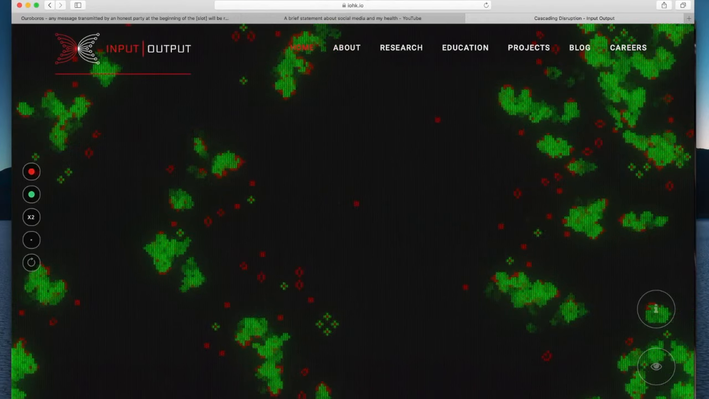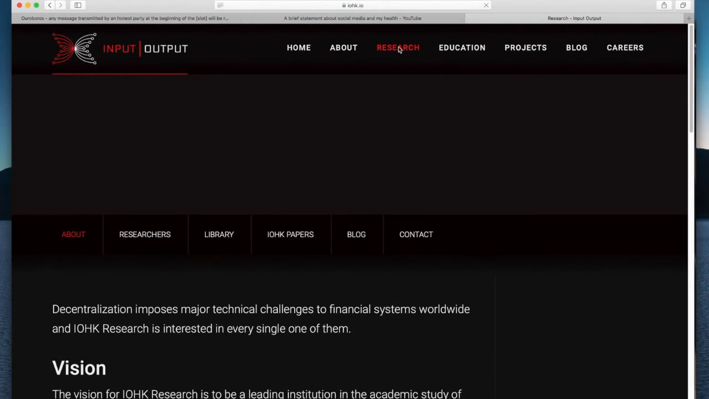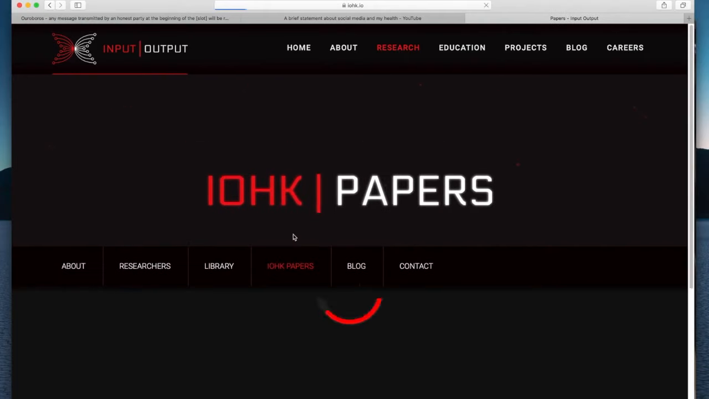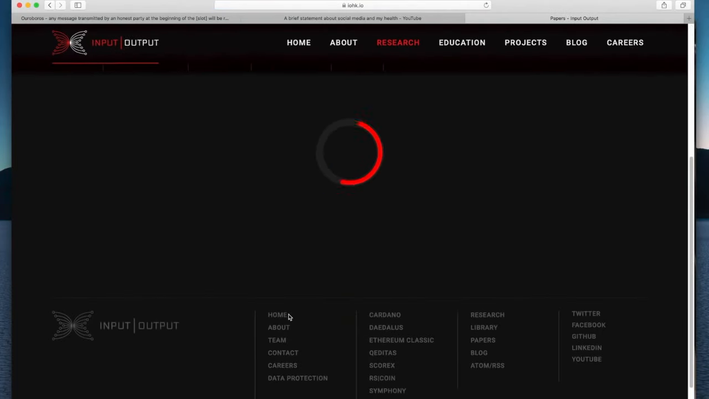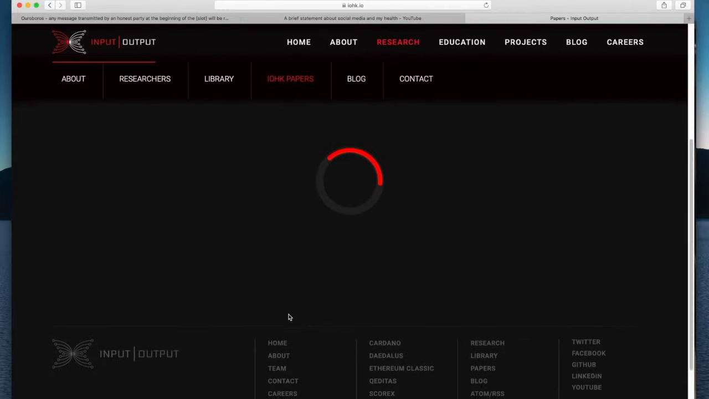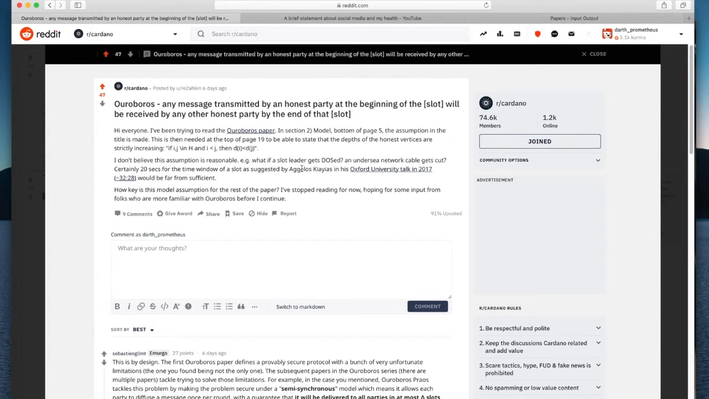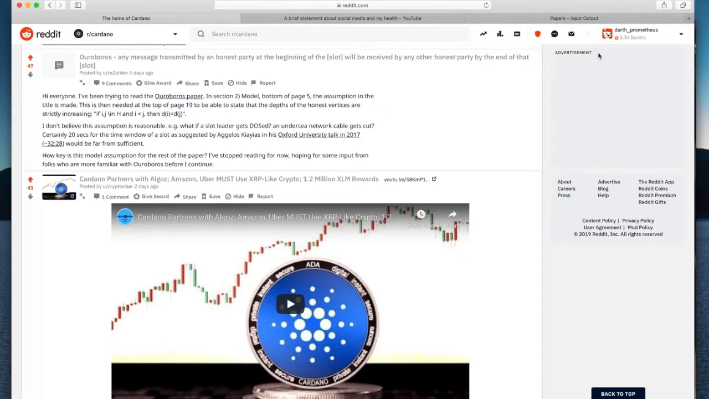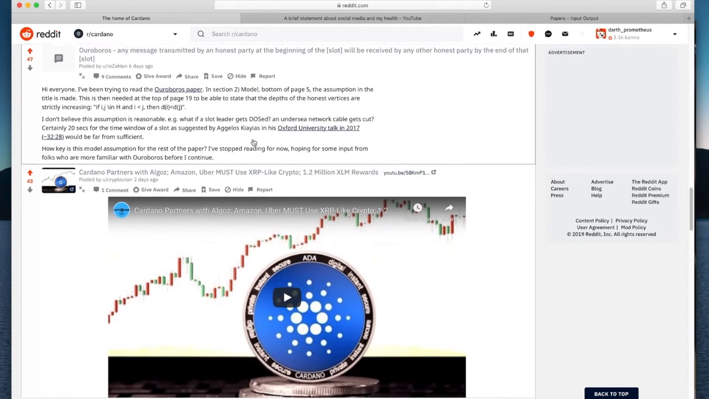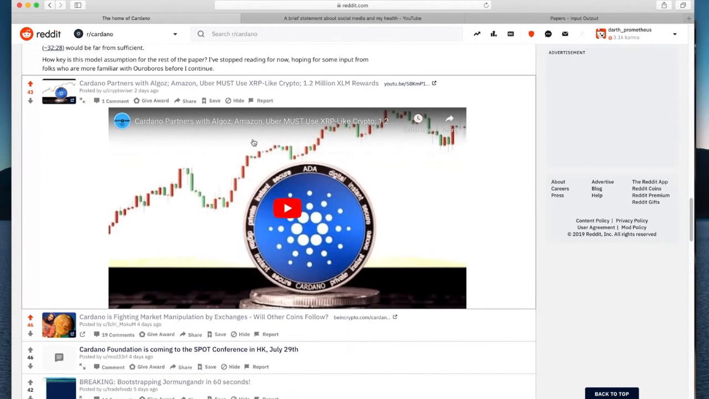I'm going to pull up IOHK's page briefly and go to Research, IOHK Papers. Here you will find links to many of the papers. And I believe a lot of these should be the latest information in the IOHK Papers list and in the IOHK library. Heading back over to Reddit, I just want to familiarize you with where that's at in case you want more information. Interesting that we had two protocol level questions make it to the top 10.